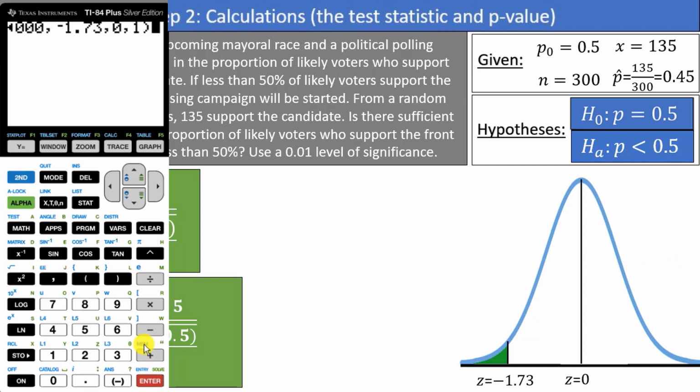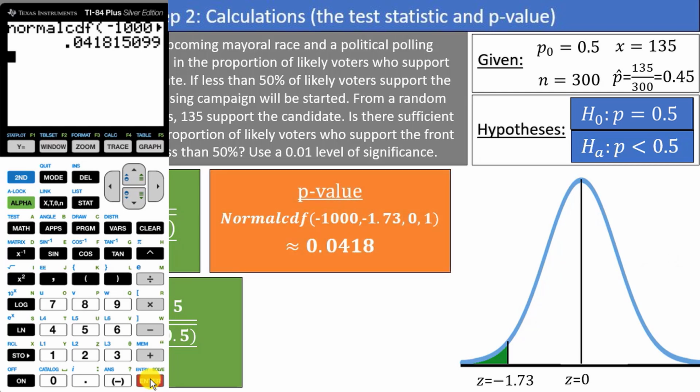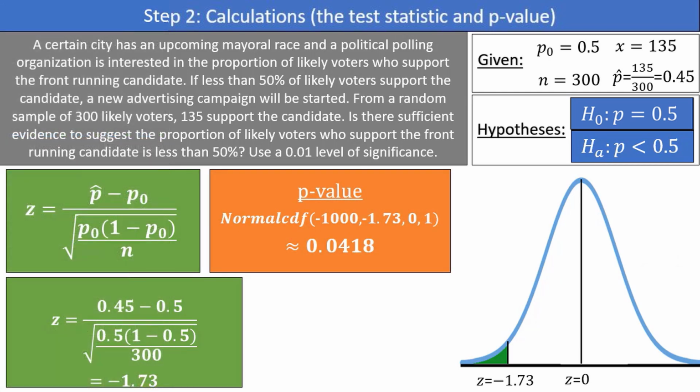Scroll down and paste. On a TI-83 calculator, match this output. Normal CDF, negative 1,000, negative 1.73, 0, 1. Press enter, and we have the p-value, which is 0.0418. I generally like to round p-values to 4 decimal places.